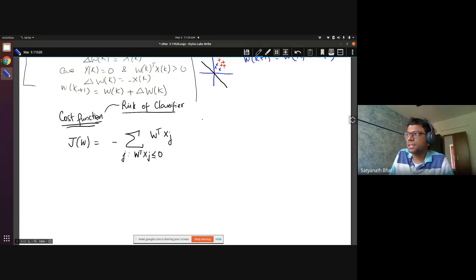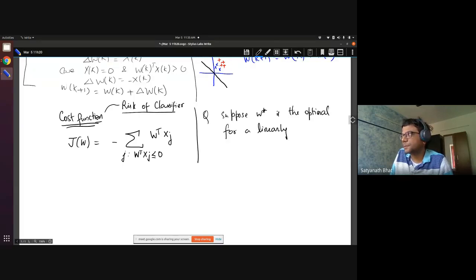Now, a question. Suppose W star is the optimal for a linearly separable data. My question is, what is J of W star? What is the value of J of W star?